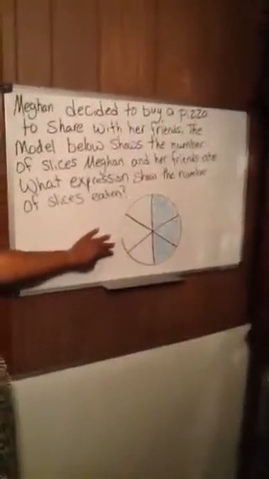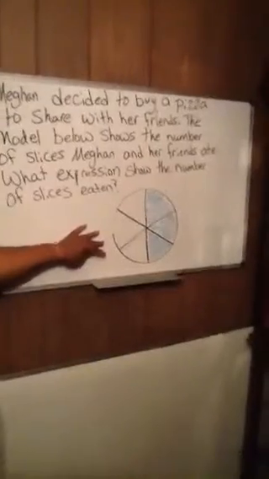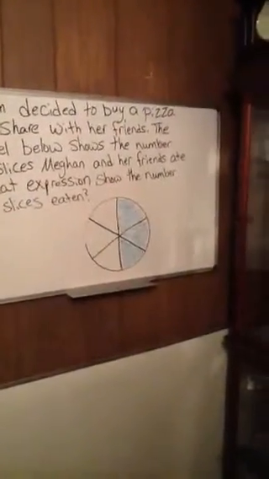We're going to go over here. We have another scenario of a word problem. As you look down here, this is like a circle. Well, you can say a pie. So let's see what this pie represents. Megan decided to buy a pizza to share with her friends. The model below shows the number of slices Megan and her friends ate. What expression shows the number of slices eaten?